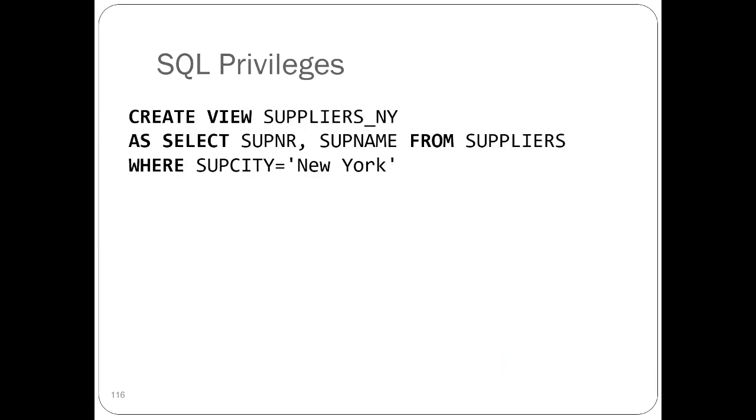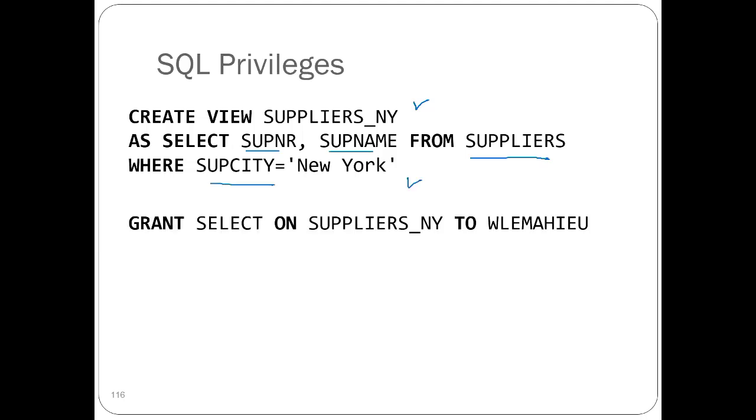So now let's look at some examples. Here we are creating a view, suppliers New York, and that view is defined as select supplier number, supplier name from suppliers where supplier city is New York. Simple enough. Once the view has been defined, you can grant select on supplier New York to a user W. So interestingly, you are not only creating a view, you are giving a grant on the view also.